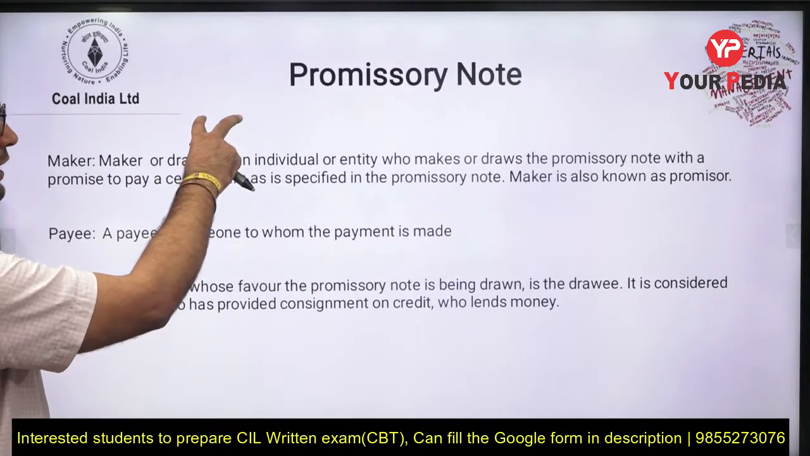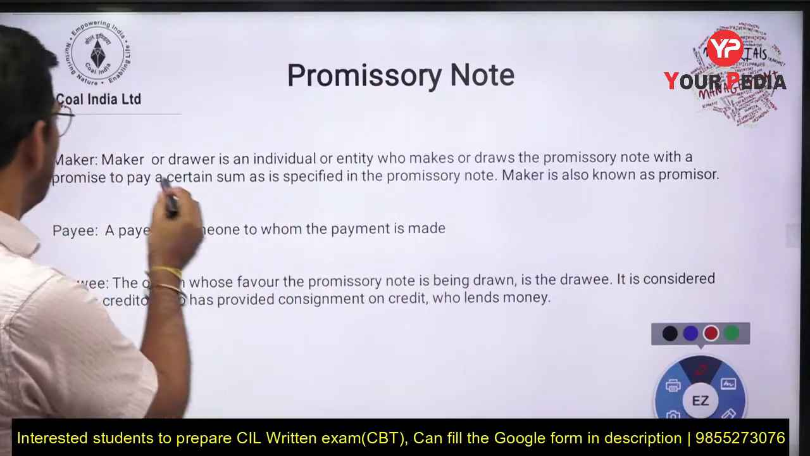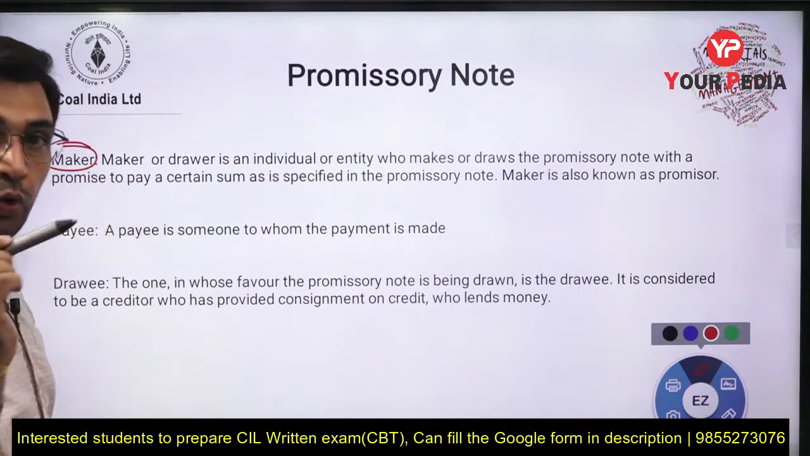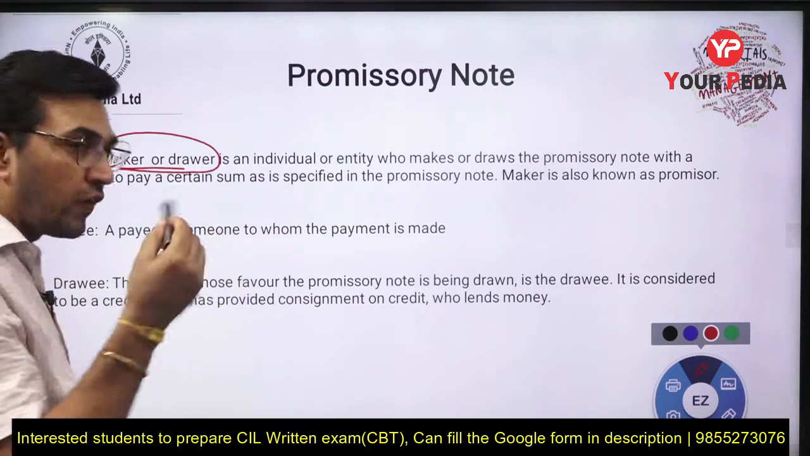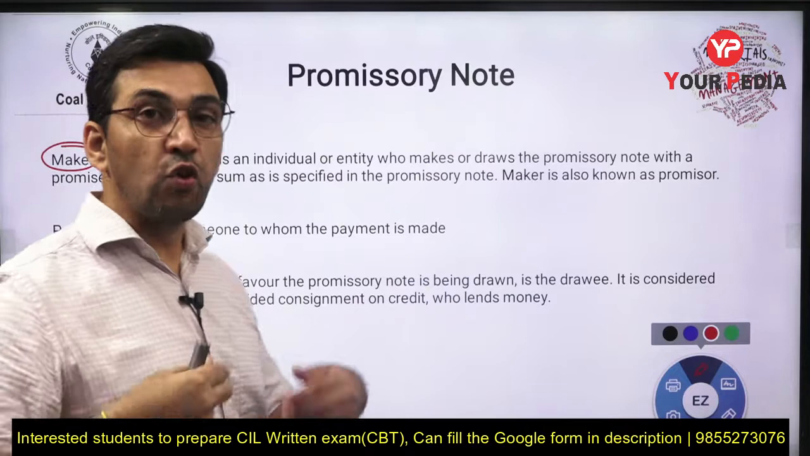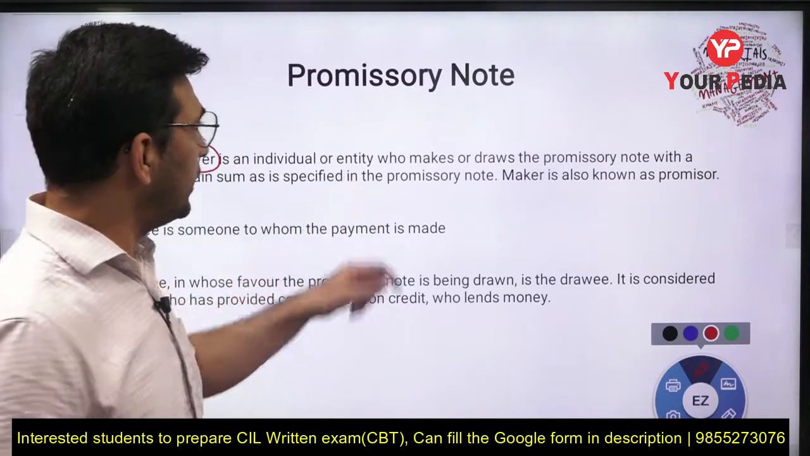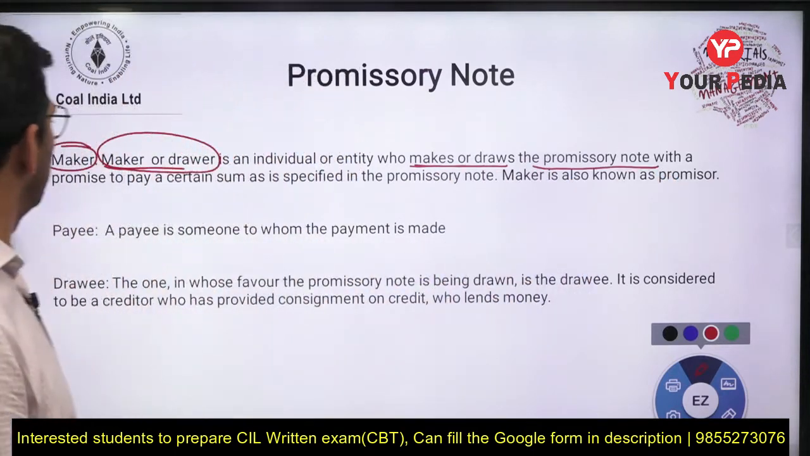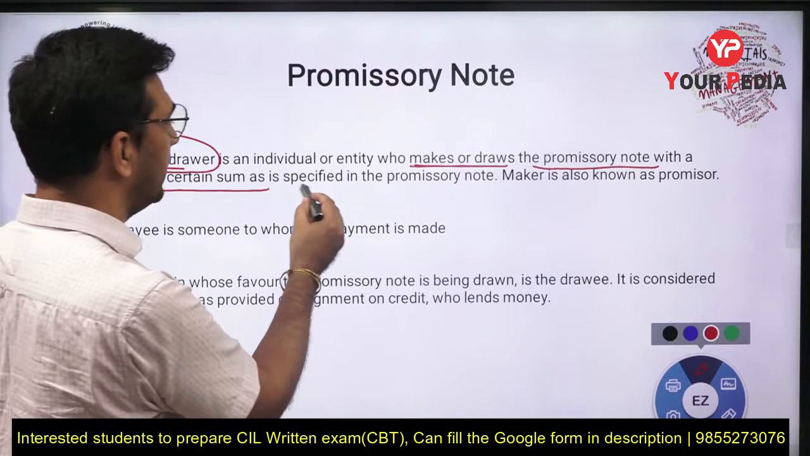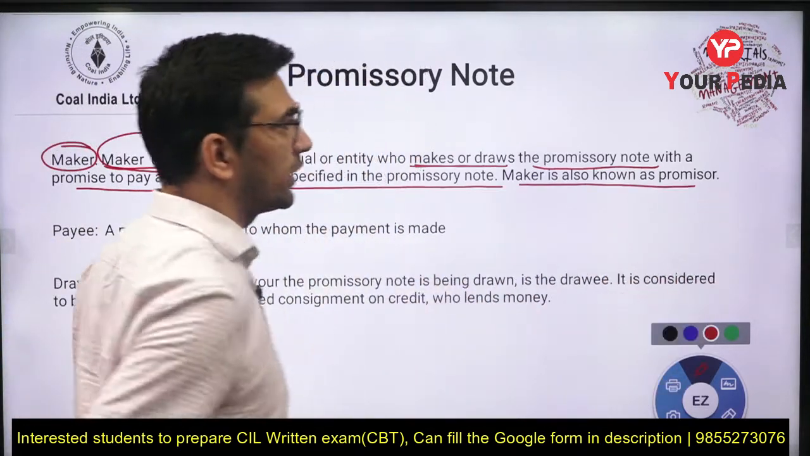Maker, you can very well understand. Maker means the entity, the organization which will make that promissory note. We also call that a drawer, who is drawing that particular note, who is writing that note. An individual entity who makes or draws the promissory note with a promise to pay a certain sum of money in a specified period of time. Maker is also known as promisor.